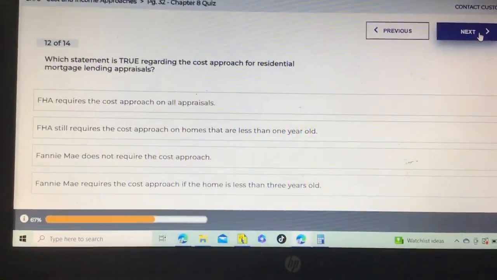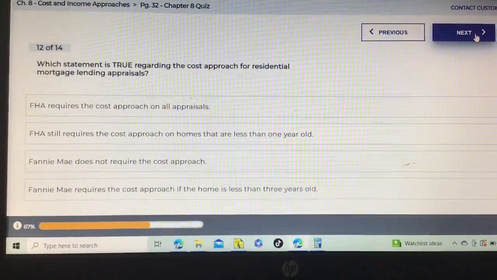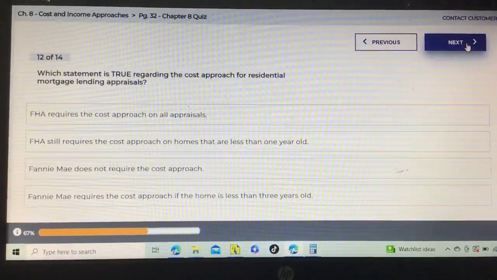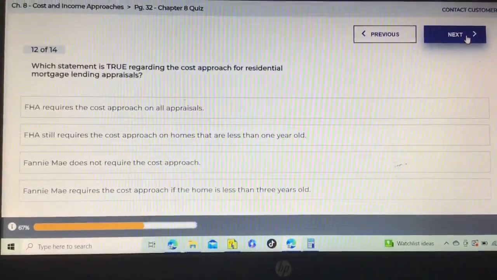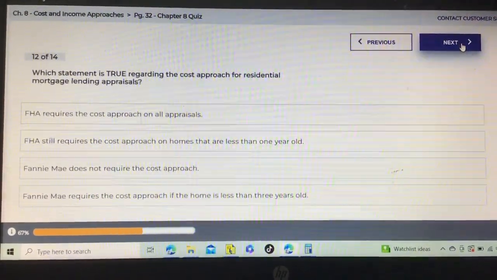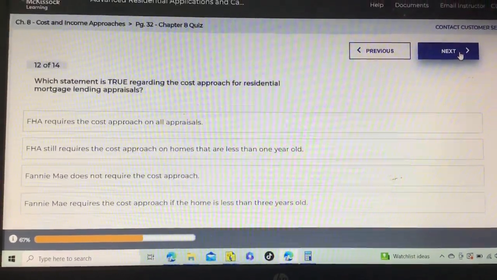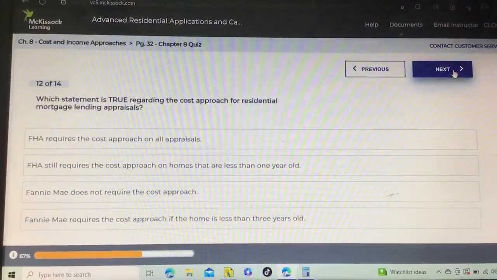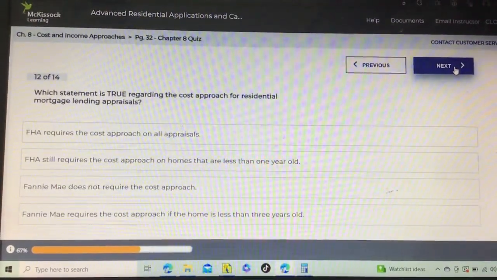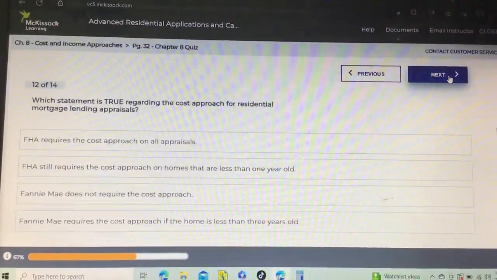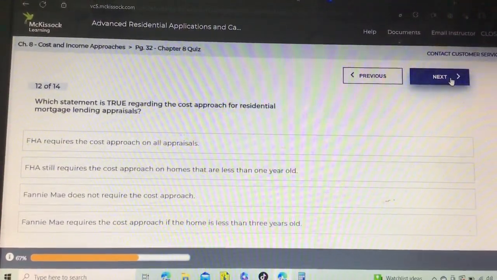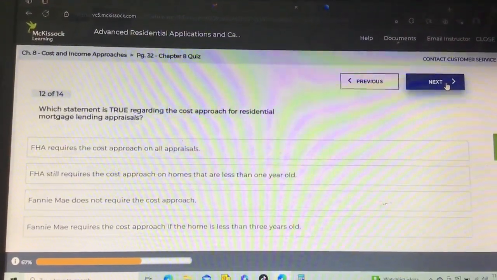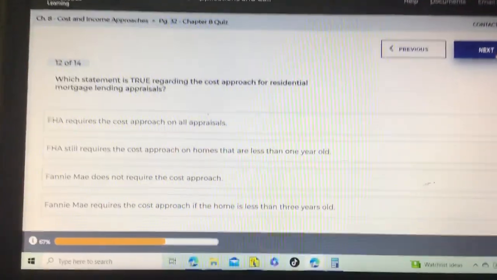Number 12. Which statement is true regarding the cost approach for residential mortgage lending appraisals? A. FHA requires the cost approach on all appraisals. B. FHA still requires the cost approach on homes that are less than 1 year old. C. Fannie Mae does not require the cost approach. Or D. Fannie Mae requires the cost approach if the home is less than 3 years old.